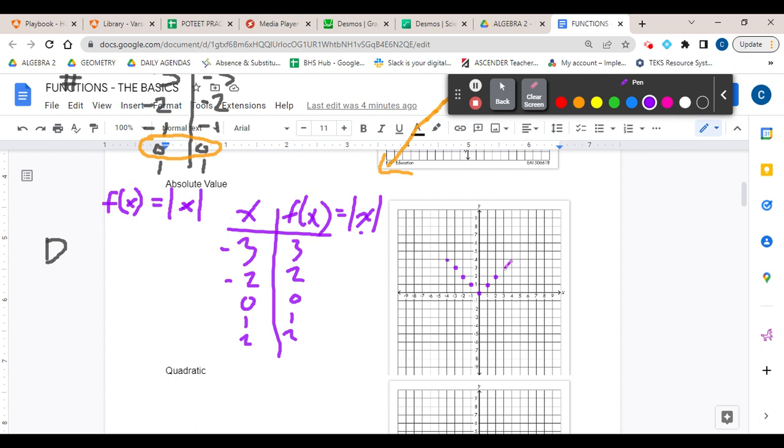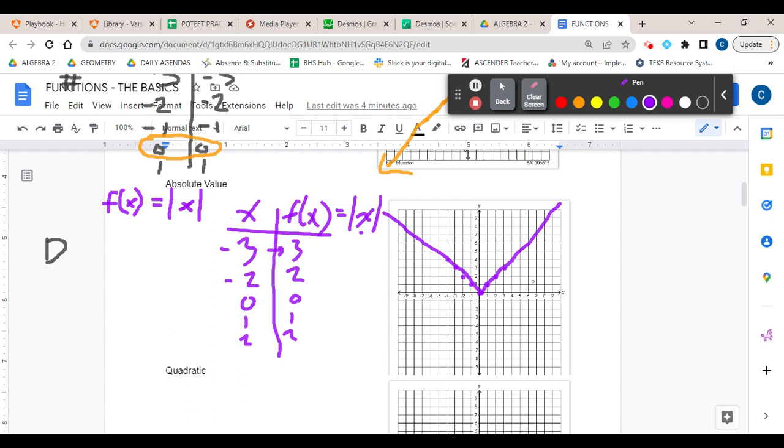Okay, so we plot all these points using what we know about absolute value mathematically. X is our input. We can use any input we want. There's no restrictions on absolute value. And we plug it into whatever the function is, which is absolute value, and it spits that out, giving us the absolute value graph that looks like that.